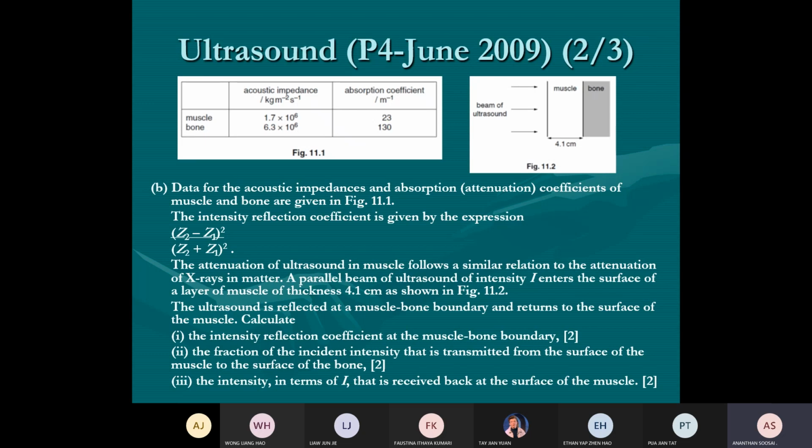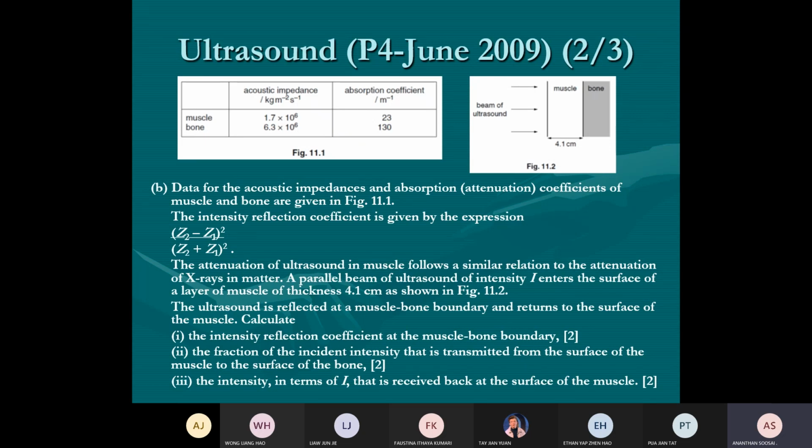Okay, so yeah, acoustic impedance for muscle and bone is given, the absorption coefficient is given, and in the picture there is 4.1 centimeters of muscle, and the ultrasound gets into the muscle-bone area. The reflection coefficient formula is given for you to use. The attenuation of ultrasound in muscle follows a similar relation to the attenuation of X-rays.